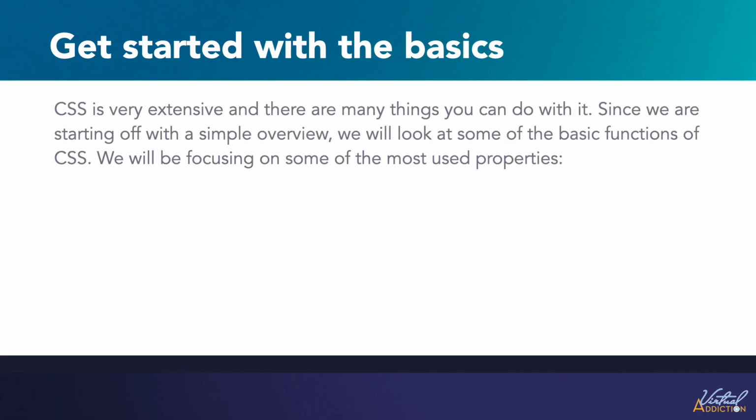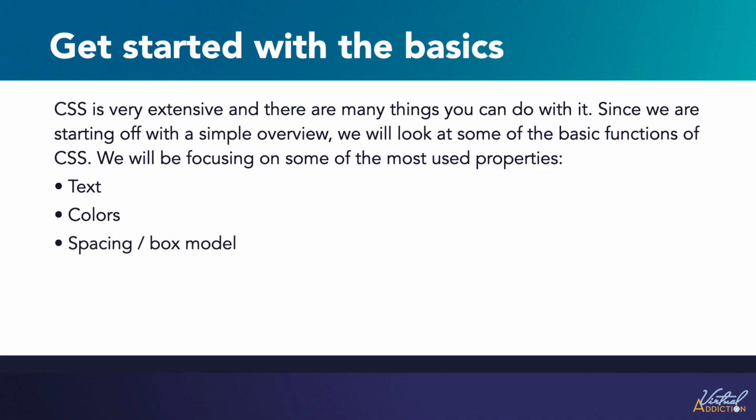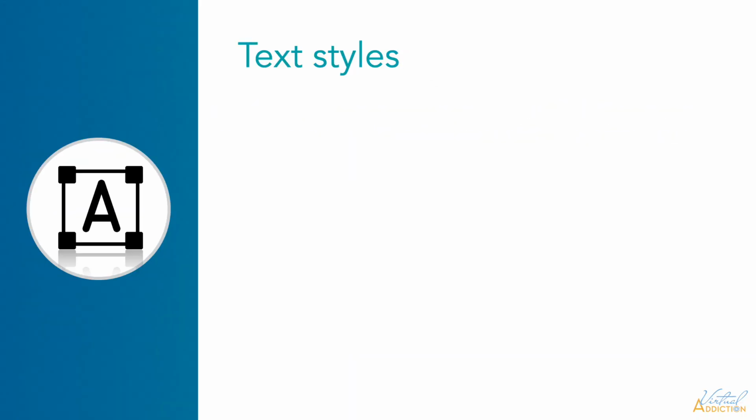CSS is extremely extensive, and there are many things that we can do with it. We'll be starting off with a simple overview. So let's start by looking at some of the basic functions of CSS. We will begin by focusing on some of the most used properties. These include text, colors, spacing, which has to do with the box model, borders, background, and size.